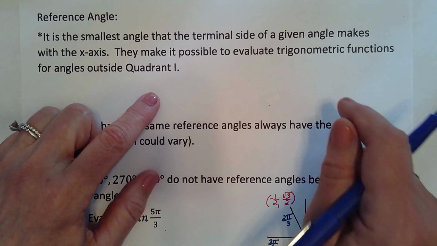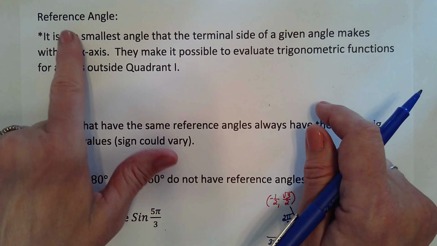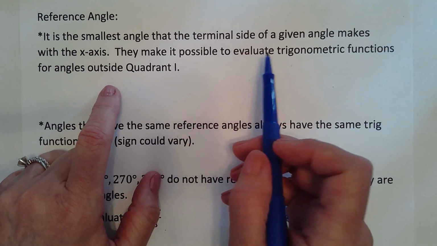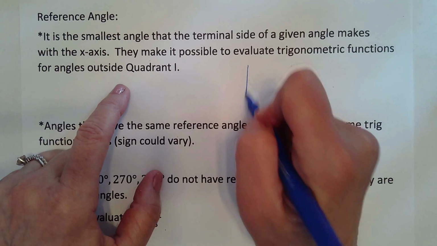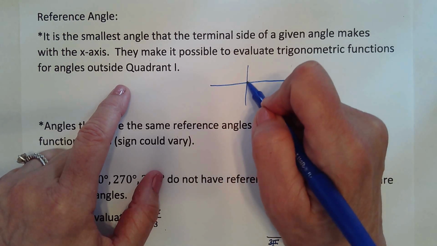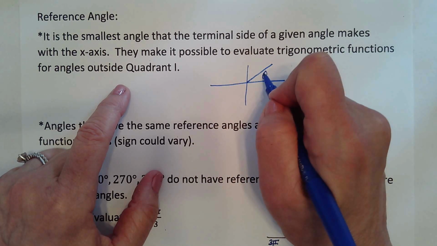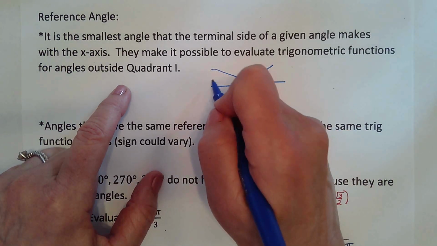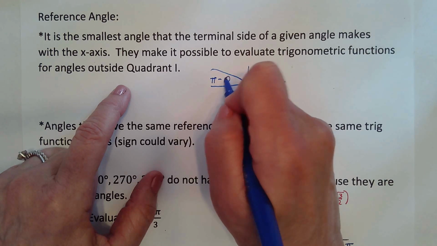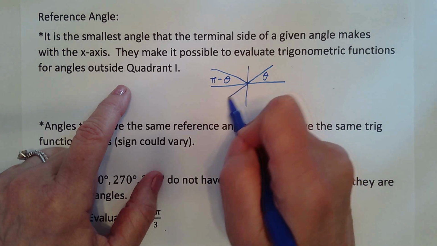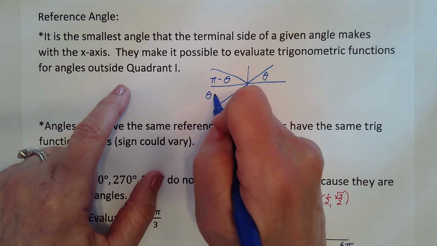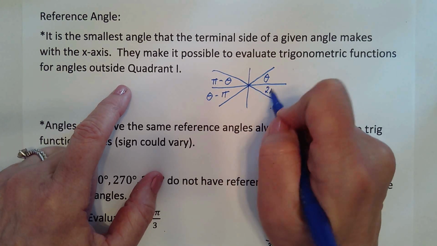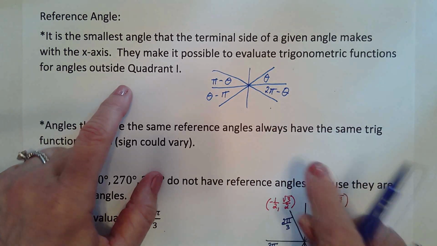Before we tackle the next problems, I want to spiral back and review reference angles. A reference angle is the smallest angle that the terminal side of a given angle makes with the x-axis. In quadrant 1, I just have theta. That's my reference angle. In quadrant 2, to find my reference angle, I take pi and subtract theta from it. In quadrant 3, I have theta minus pi. And in quadrant 4, I'd have 2 pi minus theta.